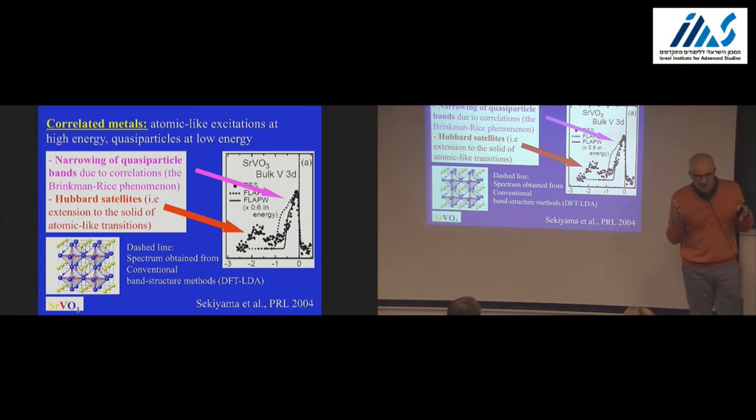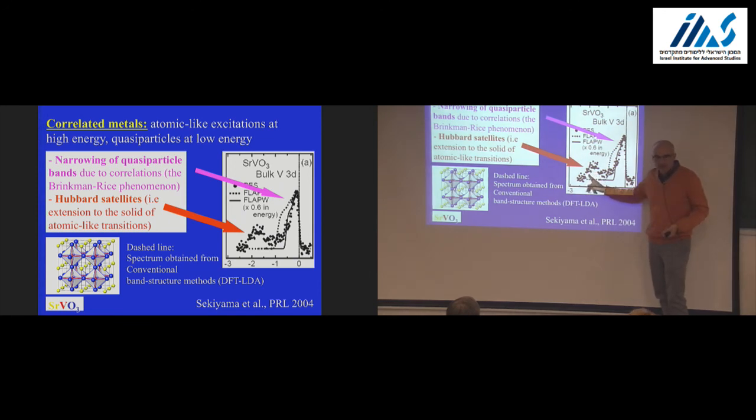At high energy, of course, you can think, high energy means very short time scales. So basically, I kick out an electron out of the atomic shell before it has time to wander around. This is why I call it an atomic-like excitation, right? And this is something you can easily understand just from atomic physics. This bandwidth reduction, which was pointed out in the 70s in this context by Brinkman and Rice, is also the effect of interactions.